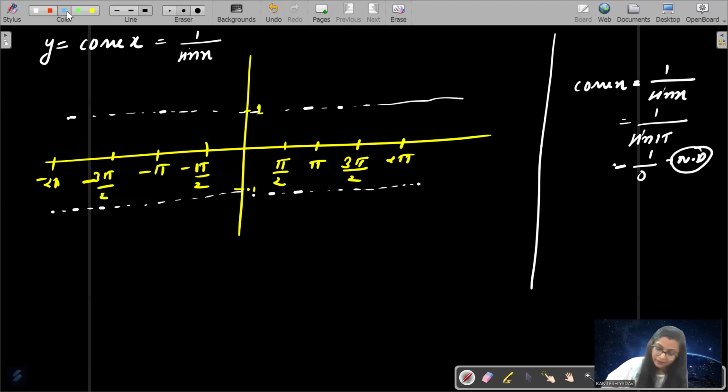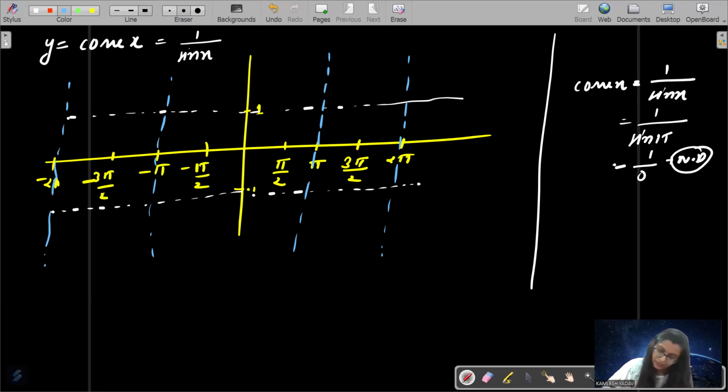The points are pi, 2 pi, minus pi, and minus 2 pi. So we draw the strip lines here at pi, 2 pi, minus pi, and minus 2 pi. Now we draw the graph of sin x. See, the graph of sin x is like this.